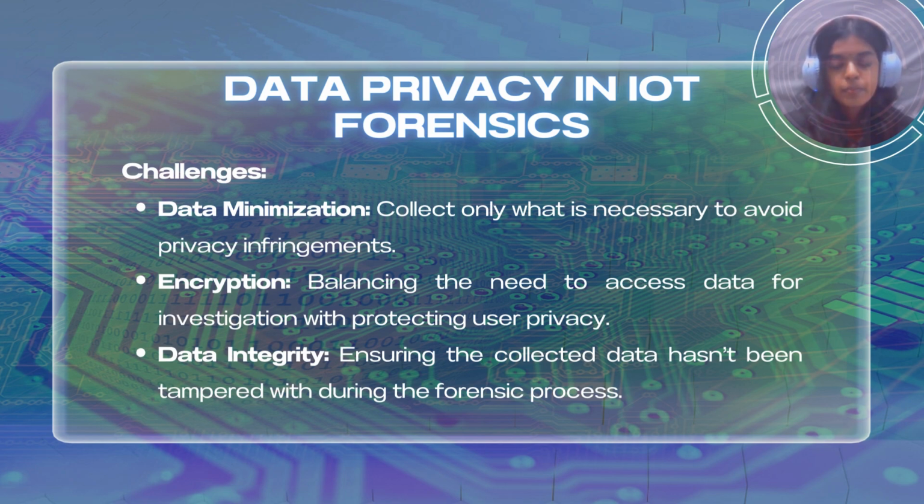Secondly, encryption. Encryption is another challenge. While encryption protects data from unauthorized access, it also makes it harder for forensic investigators to access the data when needed. We need to find a balance between protecting privacy and getting the necessary information for an investigation. Lastly, data integrity. Data integrity is about making sure the data we collect during a forensic investigation has not been tampered with. We use techniques like hashing to ensure the data remains unchanged.